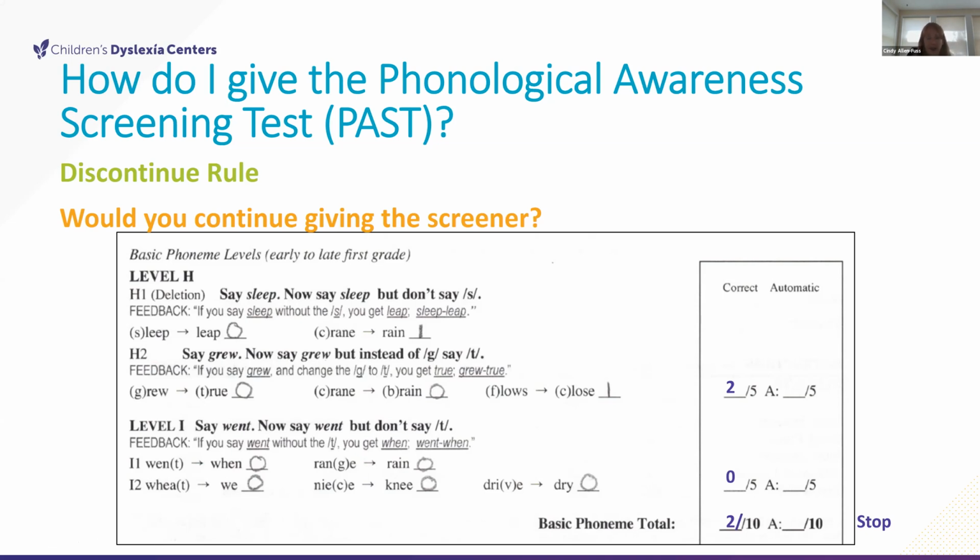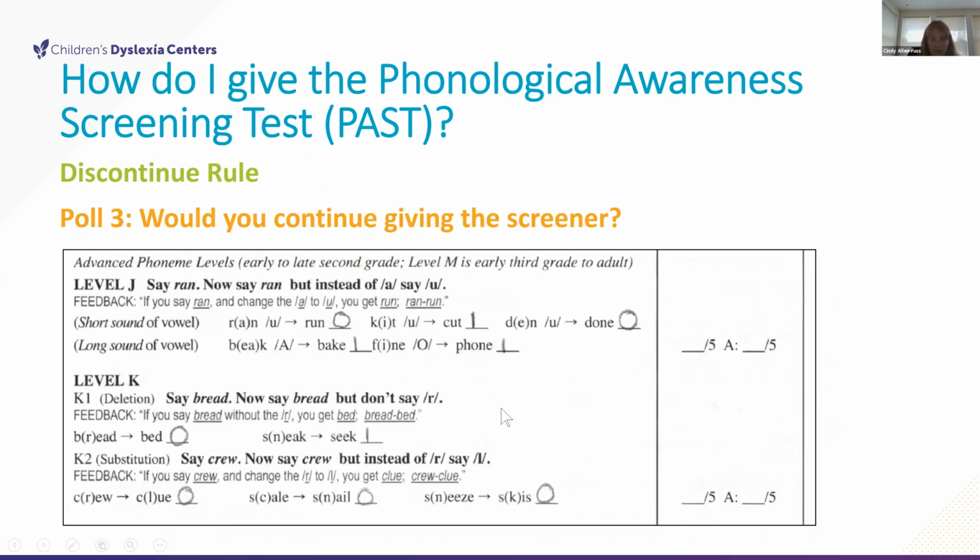So I just want to see if there's any questions here. Okay. So here's our third poll. Would you continue giving the screener for this one? So you're going to look at level J and K. Can you do this in your head or on scratch paper, but would you continue giving this screening?